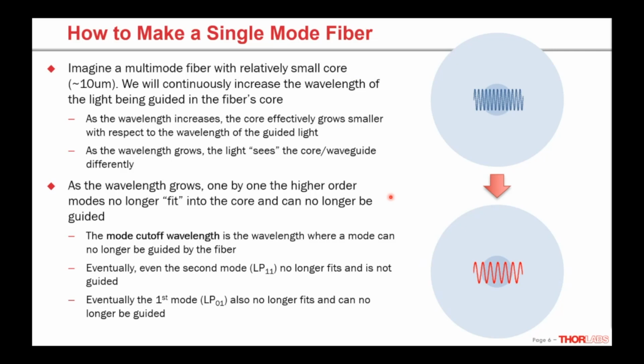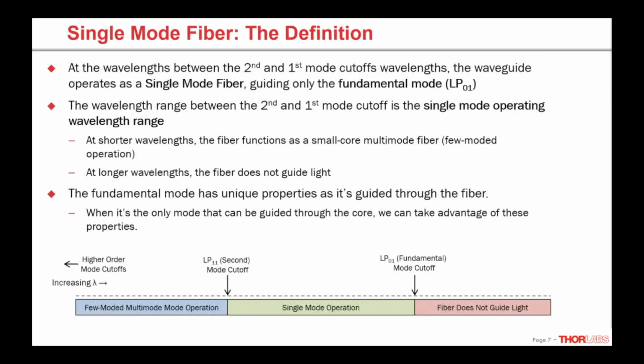Eventually, we only have two modes left. The second mode, LP11, eventually falls out of the fiber and is no longer guided as the wavelength gets long. Then as the wavelength continues to grow, eventually that first mode, LP01, no longer fits in the fiber. It no longer can be guided. At that point, the fiber ceases to guide any light. It's no longer a waveguide in any sense. And from that thought, we can define a single mode fiber.